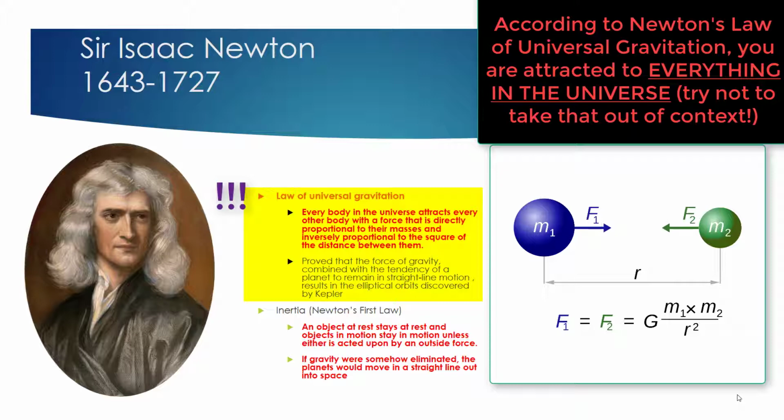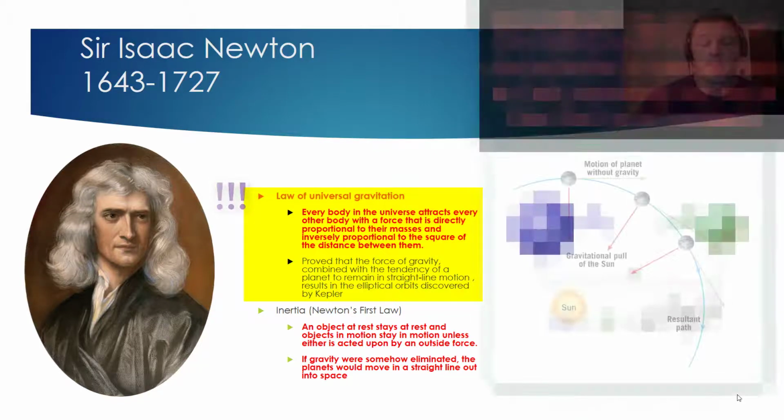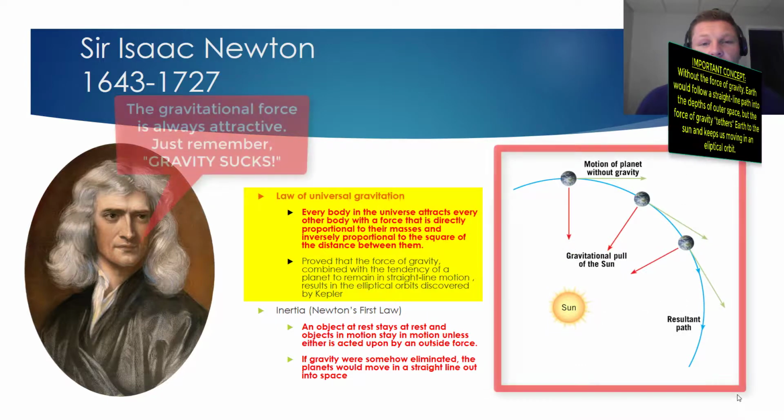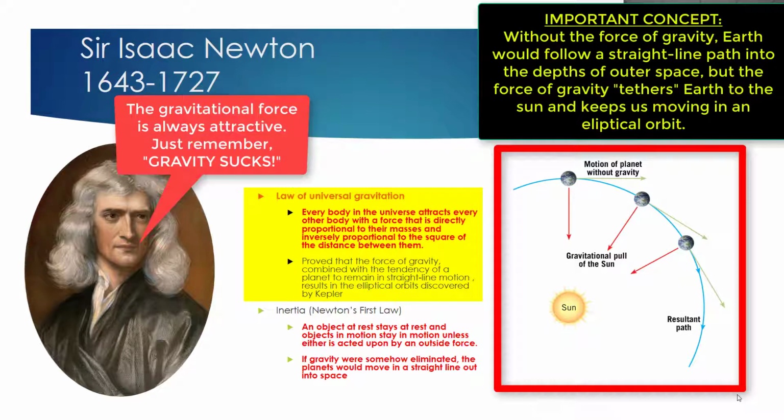What that means is that there's a gravitational force that exists between you and your desk, there's a gravitational force that exists between you and the moon, there's a gravitational force that exists between you and the Earth, and there's even a gravitational force that exists between you and me. So if we build on this understanding of universal gravitation, there is a gravitational force that exists between the planets and the Sun, and it's this force that tethers the planets to the Sun in an elliptical orbit. Isaac Newton proved that the force of gravity, when combined with the tendency of a planet to remain in straight line motion, results in the elliptical orbits that Kepler discovered.